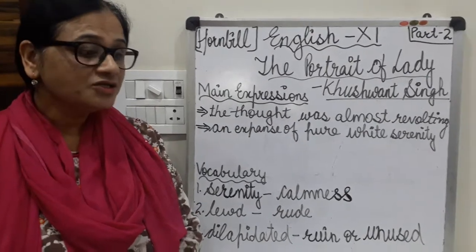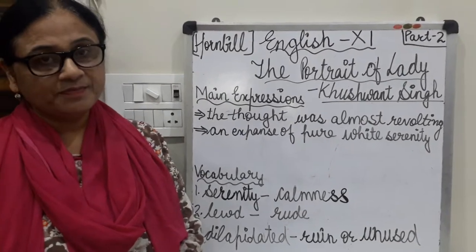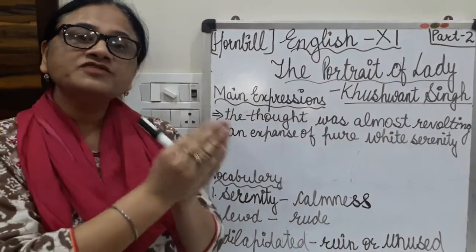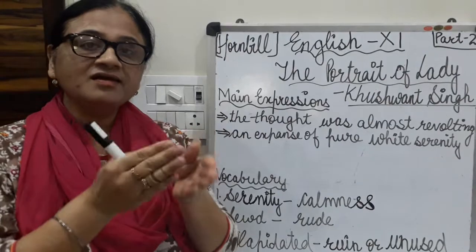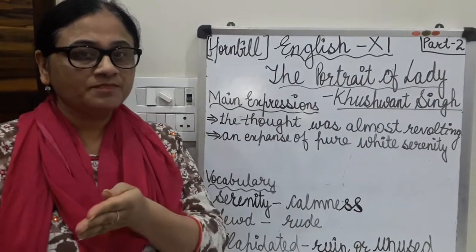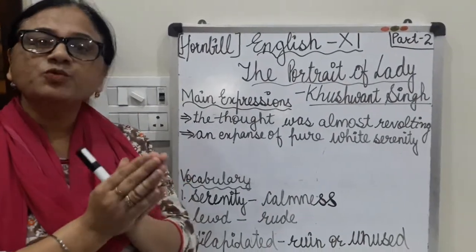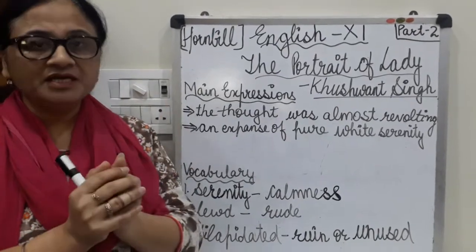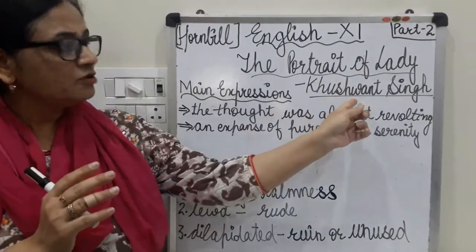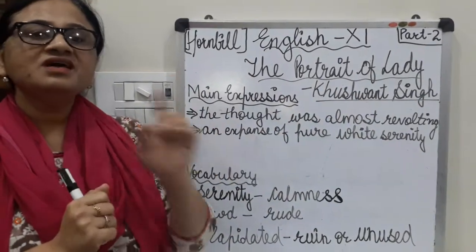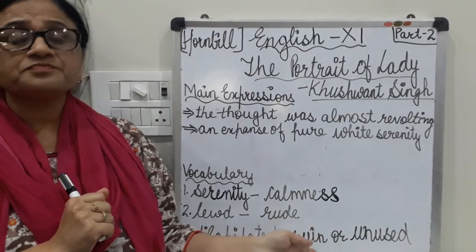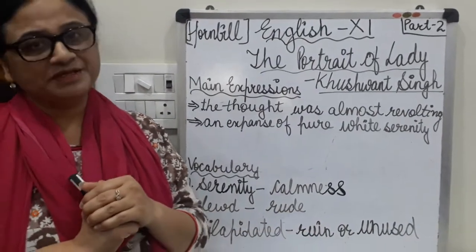So let's start with the summary. Actually, this story has the first part set in a village and then it slowly moves to the city. When it starts from the village, we see a very happy family, including the author Khushwant Singh with his grandmother, whom he has portrayed here, and then his father and mother.